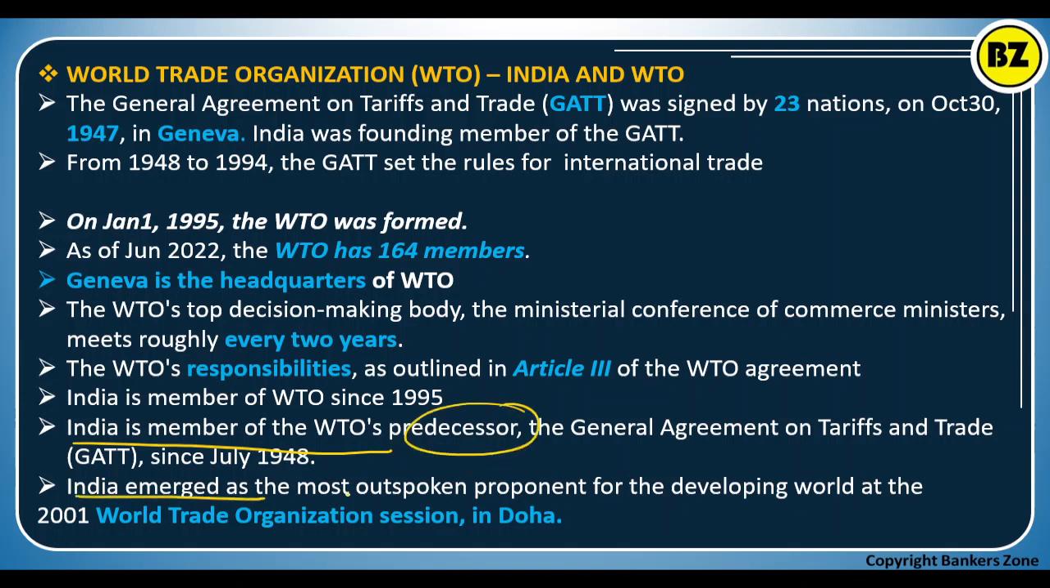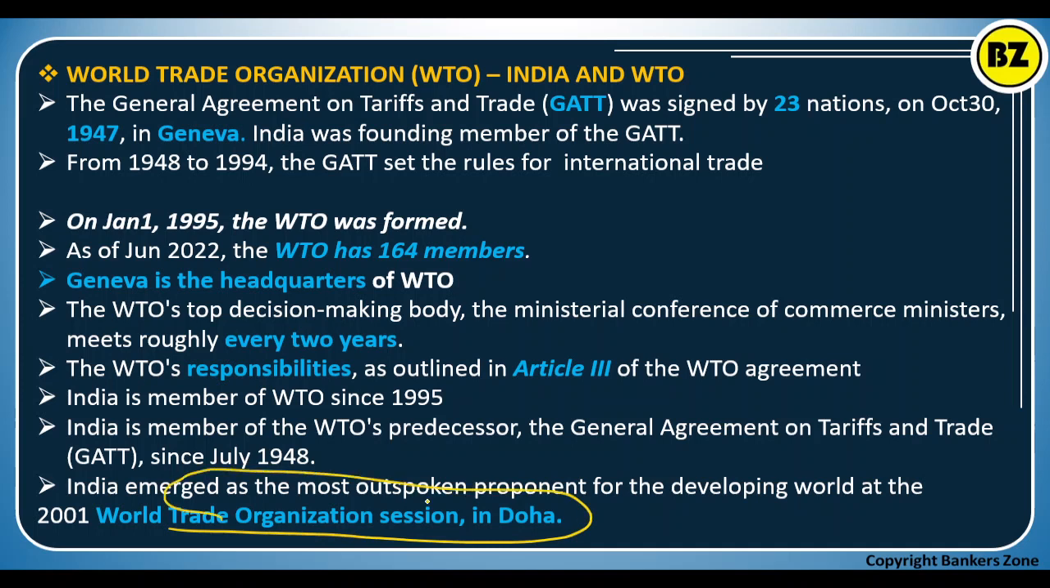India emerged as the most outspoken proponent for the developing world at the World Trade Organization session in Doha. So remember, the WTO had its Doha session in 2001, and in that India was an important outspoken proponent.